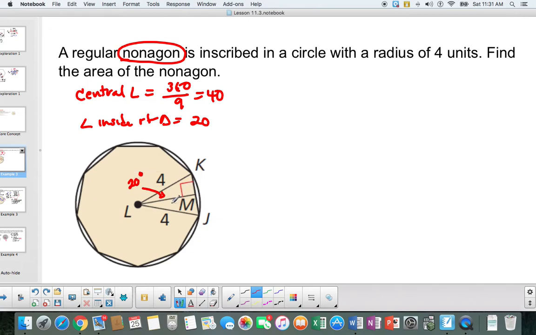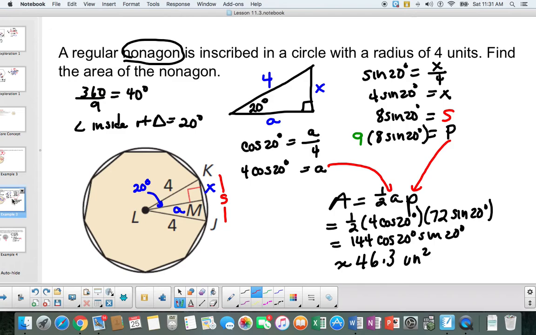Now that's going to help me find my apothem, which I will call A, and then this length right here I'm going to call X. Now X will be half of the whole side. We're going to go to the next slide so you can see my computation. All right, so there's my 20, and what I've done is I've drawn this right triangle nice and big so you can see it. And here's my apothem, and here's my X, and here's my 4.